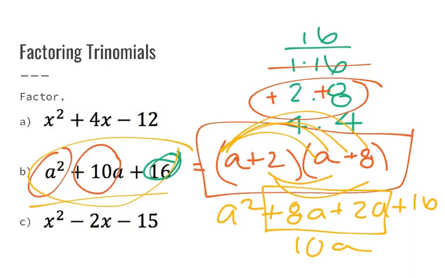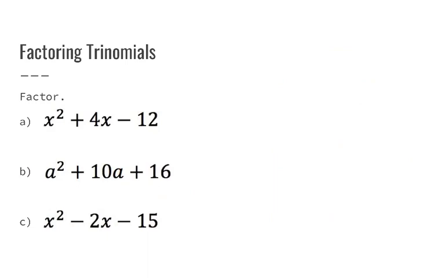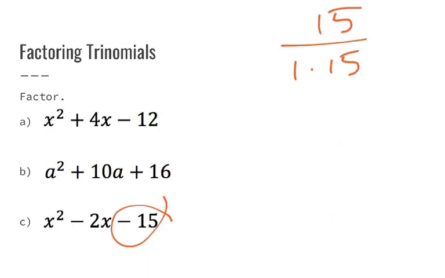All right, let's do the last one. So I need to write out factors of negative 15. I'll just write them out for 15. So 1 times 15 and 3 times 5. And I'm going to choose the ones that add up to get me to negative 2. Now remember, this was technically a negative 15, so one of the numbers is going to be negative.